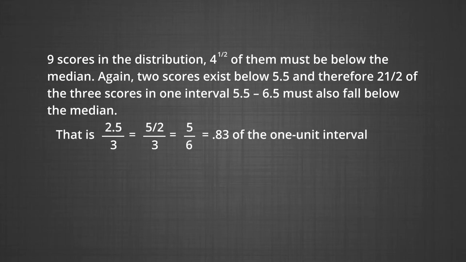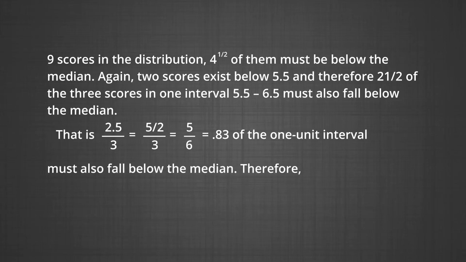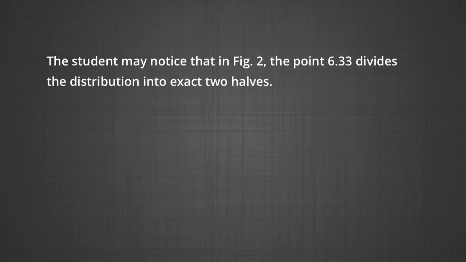Now, 2.5 upon 3 is equal to 5/6, which is equal to 0.83 of the one unit interval. 0.83 must also fall below the median. Therefore, the median is equal to 5.5 plus 0.83, that is 6.33. The student may notice in figure 2, the point 6.33 divides the distribution into exact 2 halves.